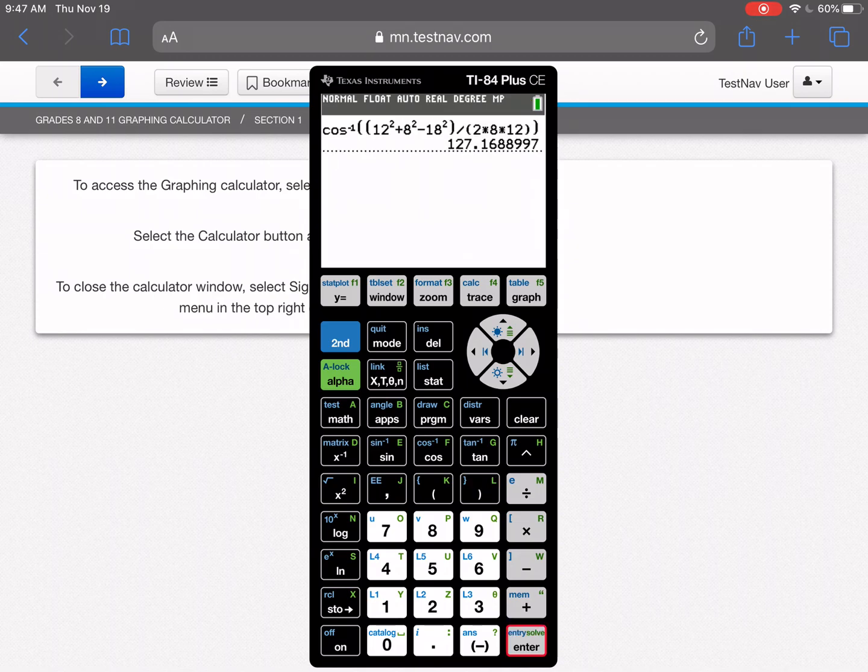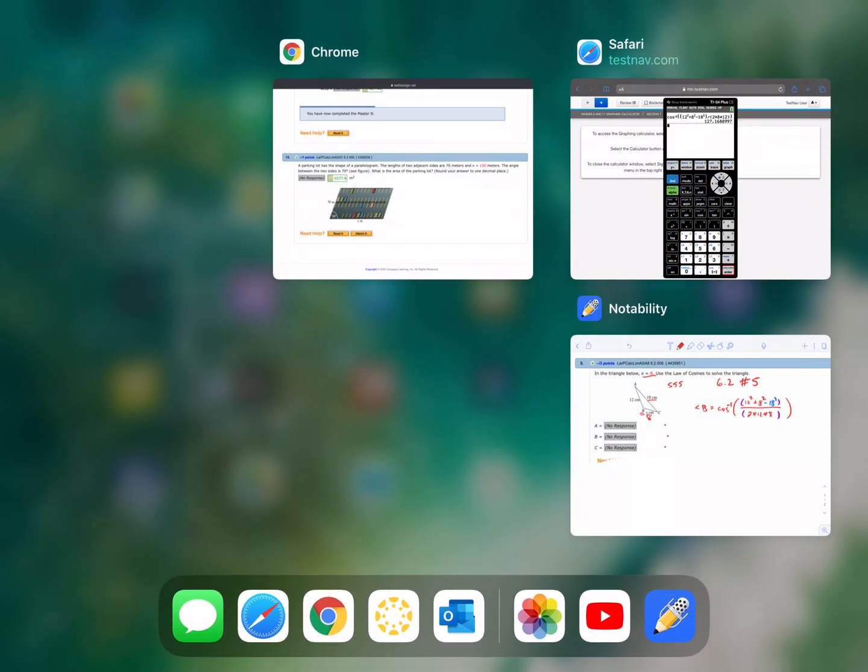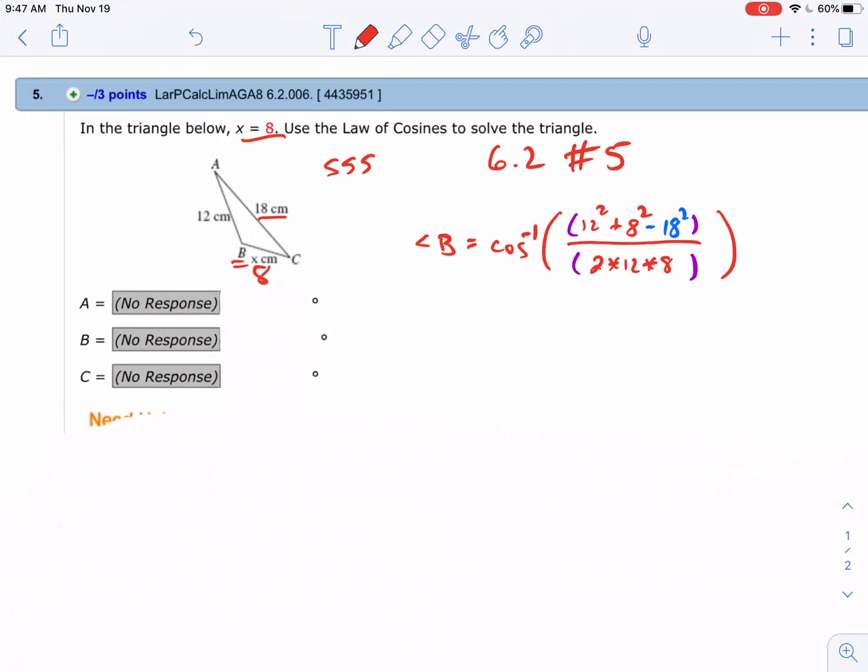And I'm getting 127.16, and the 8 sitting behind the 6 says round up. So I'm going to call it 127.17. And notice WebAssign has the degree bubble sitting there for us, so we don't have to type that in.